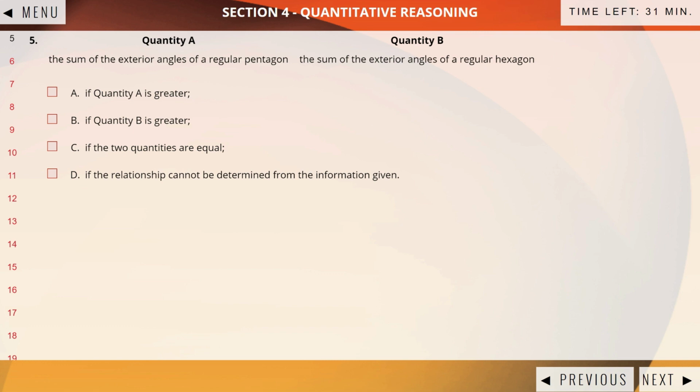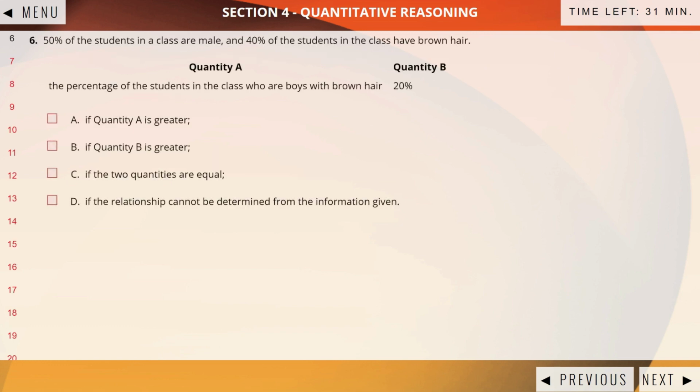Saving time again. The sum of the exterior angles of a regular pentagon, the sum of the exterior angles of a regular hexagon. If you've watched my videos, you would know that exterior angles always add up to 360. I did a full video on that, therefore both quantities are equal because it doesn't matter the shape, triangle, quadrilateral, pentagon, hexagon, sum of the exterior angles is 360. And there's actually a formula you can use based on that to find the interior angle, but you've got to check out my video.